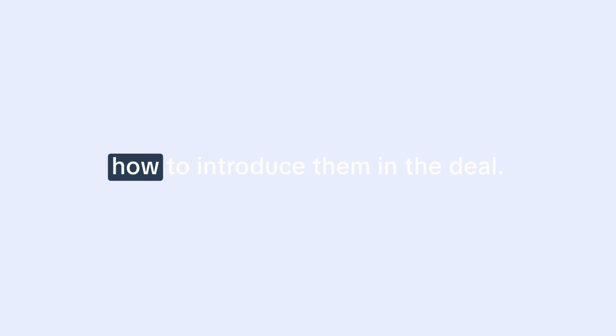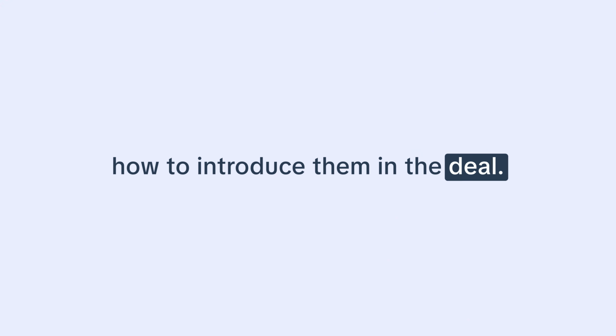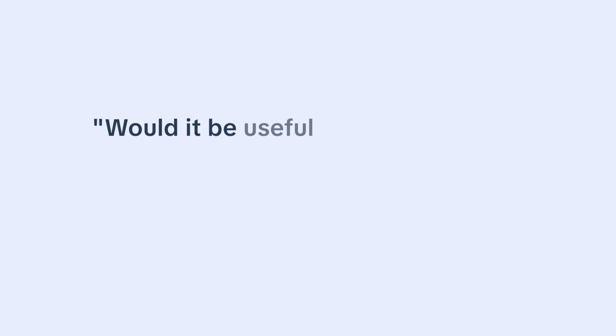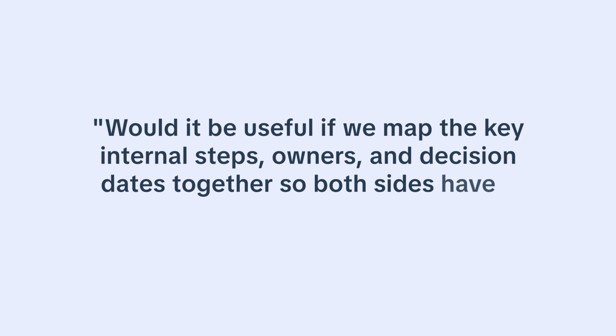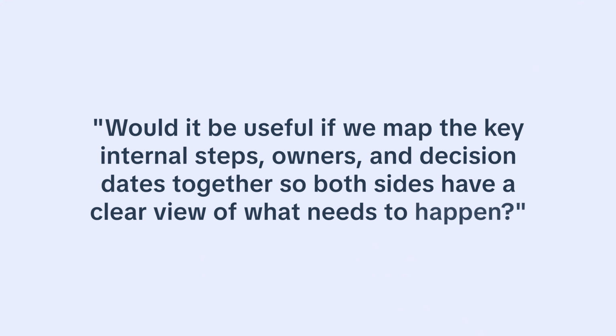Yet, there is another important aspect to consider. The asset itself is only one part of the output, right? The rep also needs to understand how to introduce it in the deal. For example, instead of sending a mutual action plan as an attachment and saying, here is our map template, the rep might say, would it be useful if we map the key internal steps, owners, and decision dates together so both sides have a clear view of what needs to happen? The right framing is often the difference between an asset feeling like sales administration or feeling genuinely useful to the buyer.